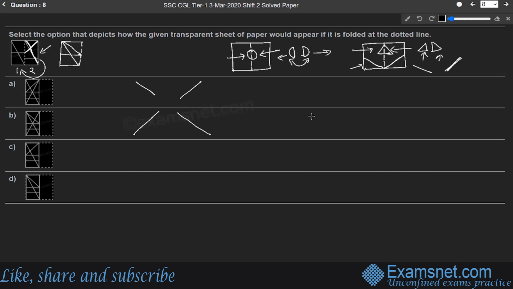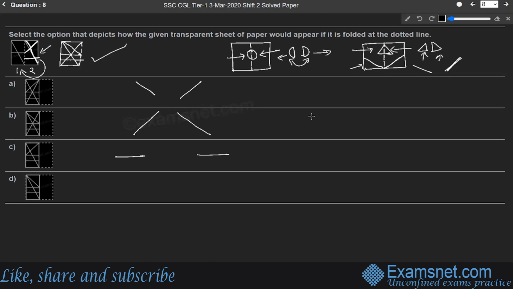Okay, so it will be in the opposite direction. Now there is a third line which is a straight line. We know that a straight line will be straight only, it will not change its direction. So this is the required figure that will be formed when the given transparent sheet of paper is folded at the dotted lines. So now let us check all the options.